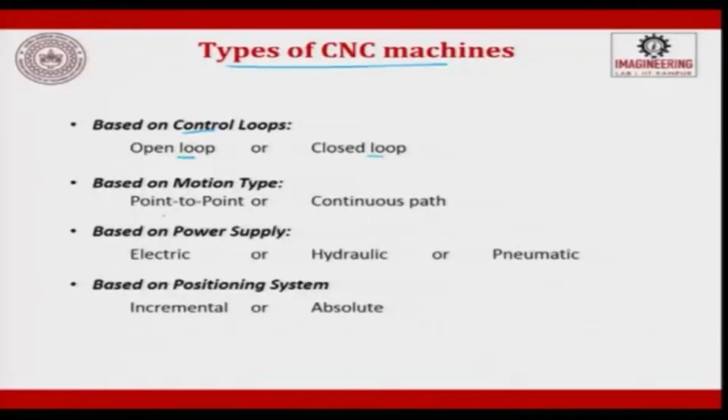Okay. The next is based upon the motion type. There are 2 types of classification based upon the motion type. One is called point to point, the other is called control path, continuous path. So, point to point is from A point to B point you go, and in between you are least bothered how you went to the B point.